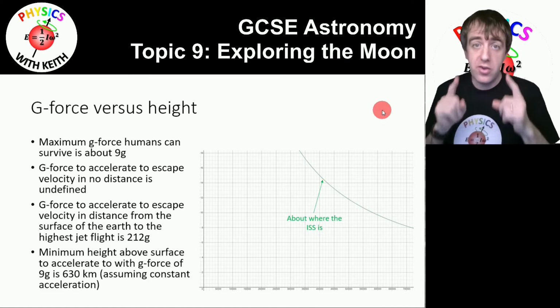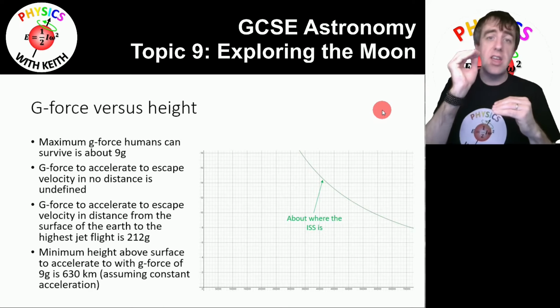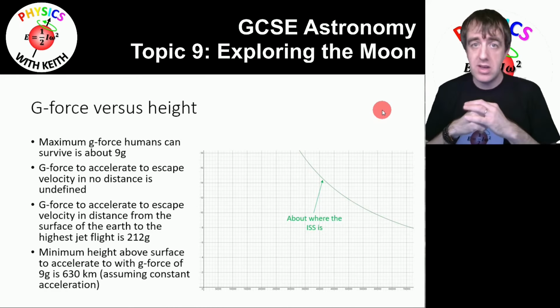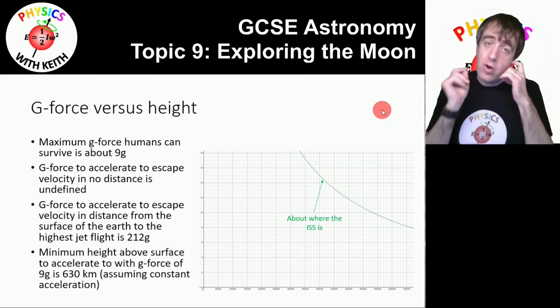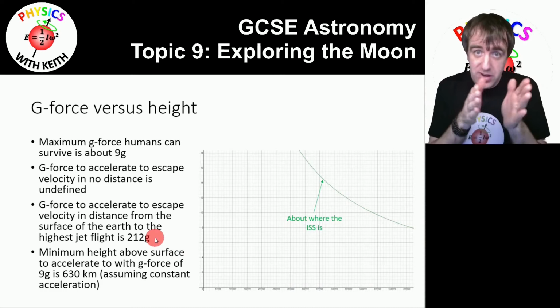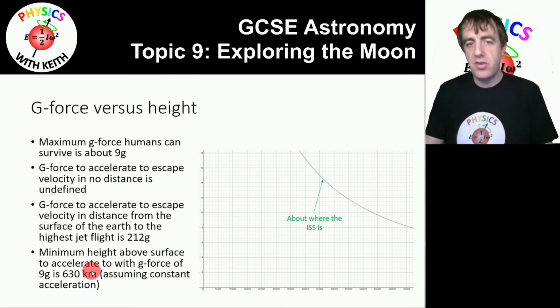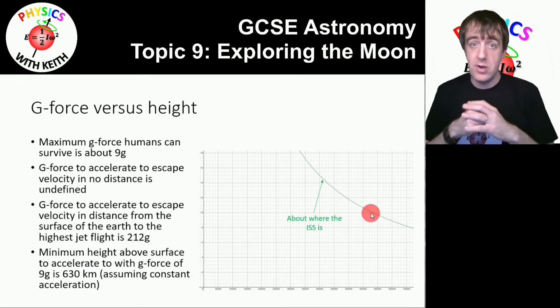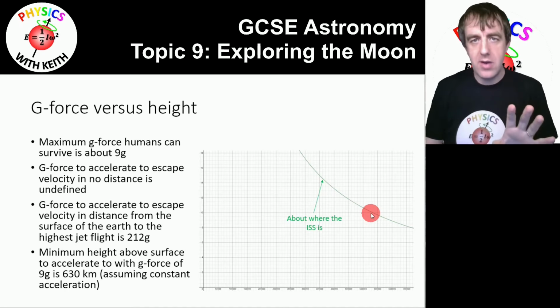If you wanted to accelerate a rocket from the surface of the Earth just to the height that the highest jet has ever reached, and then switch the engines off and it escaped the Earth, then that rocket would experience 212 g. Over that small distance, the acceleration had to be so high. And I've labelled here 630 kilometres is actually how far you would have to go. Well, that's with those assumptions. Those assumptions aren't quite correct.